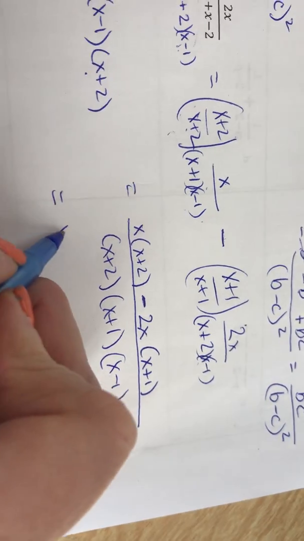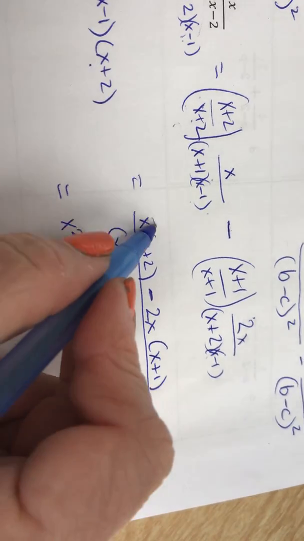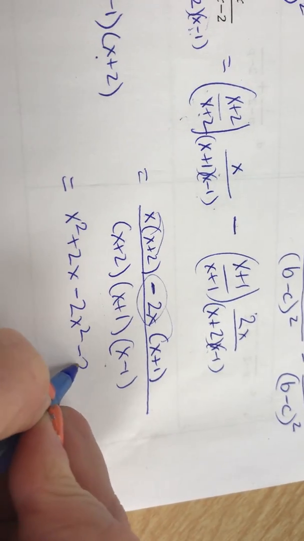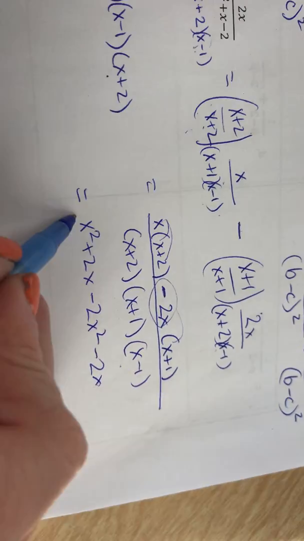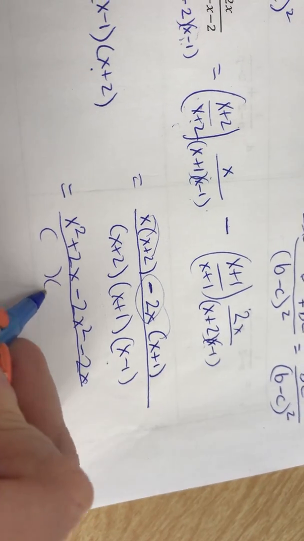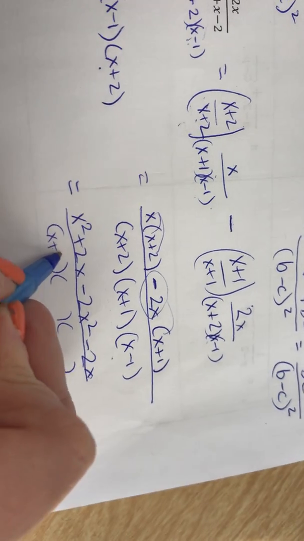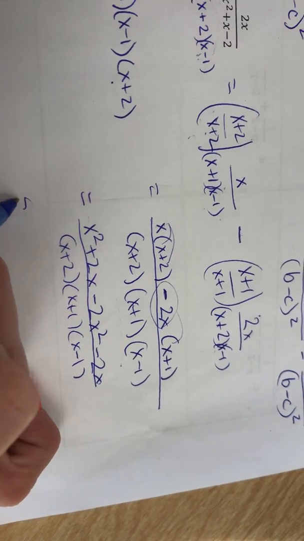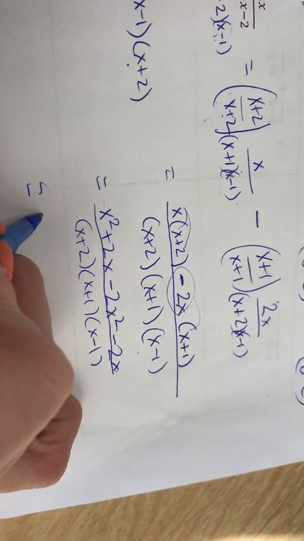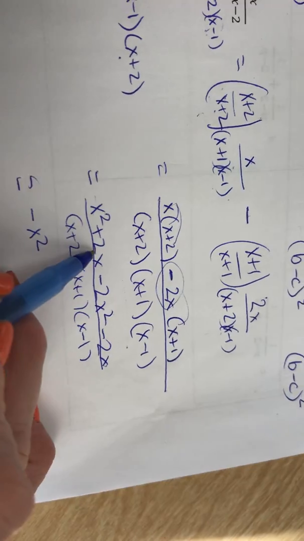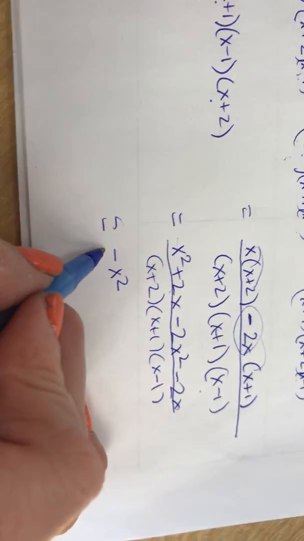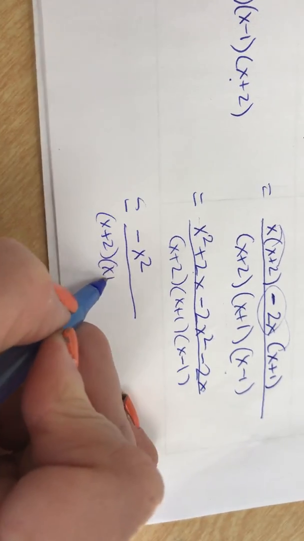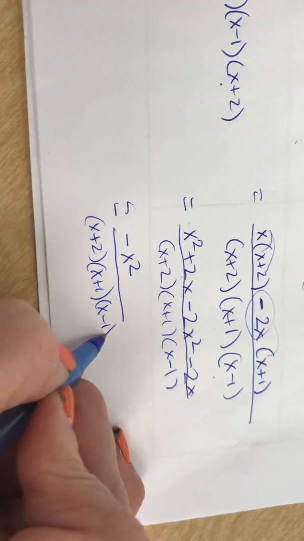And now distribute. X squared plus 2x for this. And then this is minus 2x squared minus 2x when you distribute. All over that same denominator. X plus 2, x plus 1, x minus 1. Combine what you can in your numerator. X squared minus 2x squared is a negative x squared. 2x minus 2x is gone. So that is all over x plus 2, x plus 1, and x minus 1.